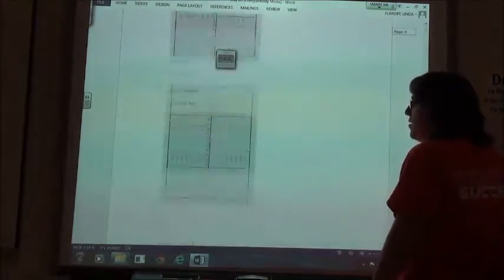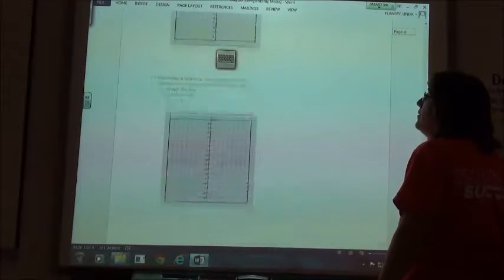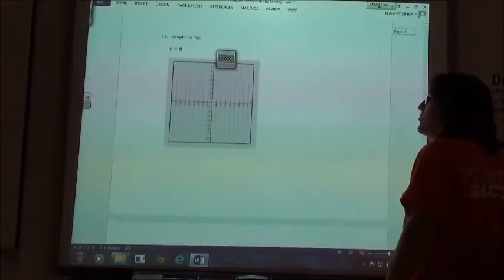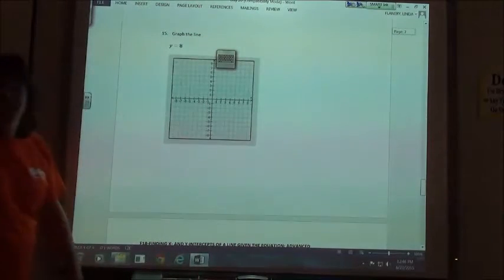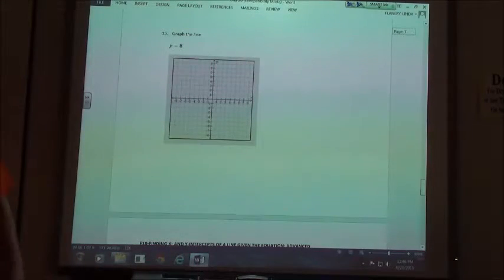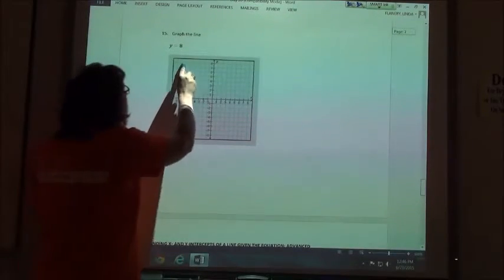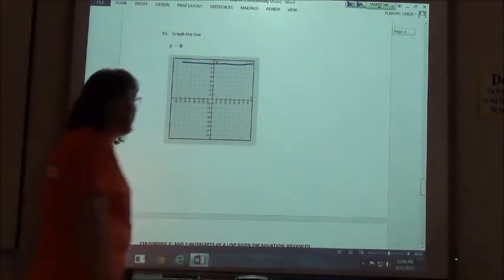I'm sure you guys already have number 15 drawn. It says y equals 8. So what's on your paper? A horizontal line way up here where y is equal to 8, right?